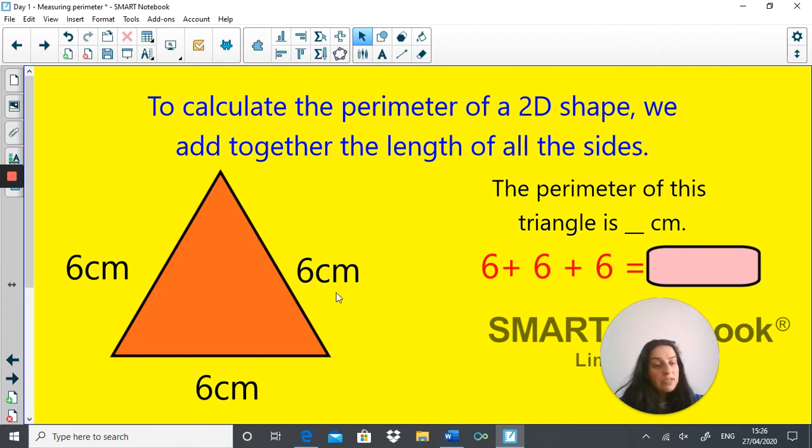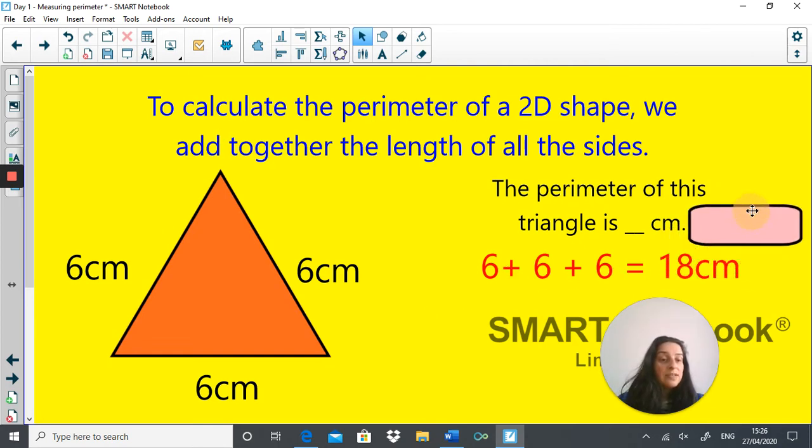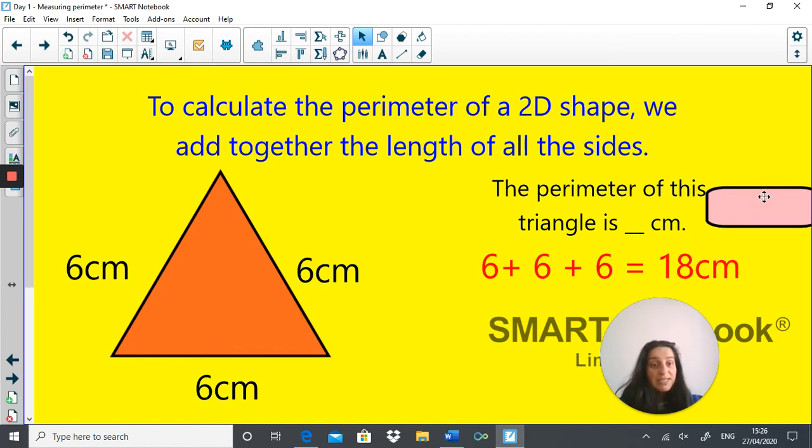To work out the perimeter of this shape, we have to, again, as with the rectangle and the square, just add all the three sides together. So 6 plus 6 plus 6 equals 18 centimetres.